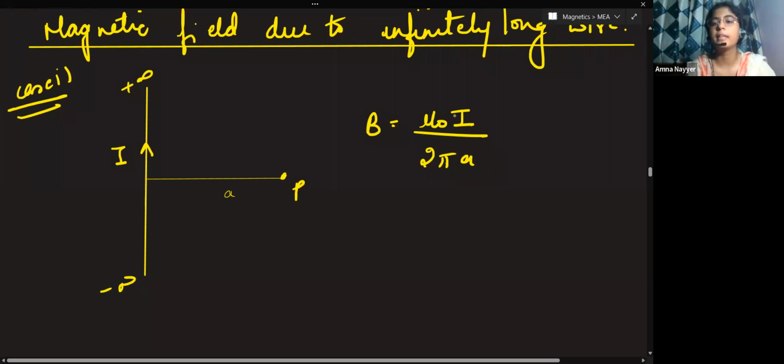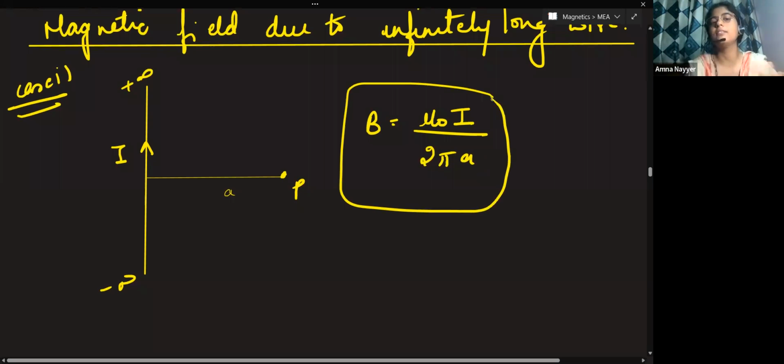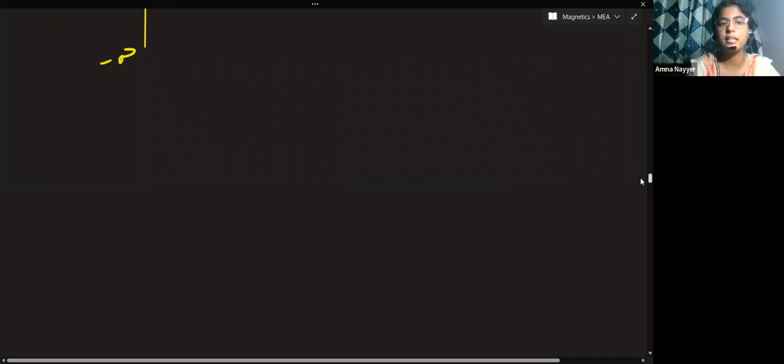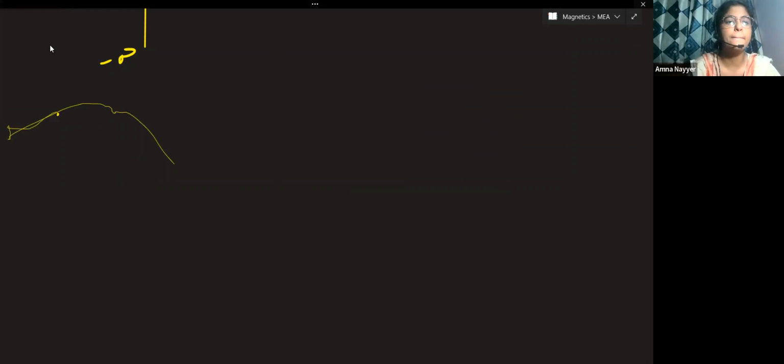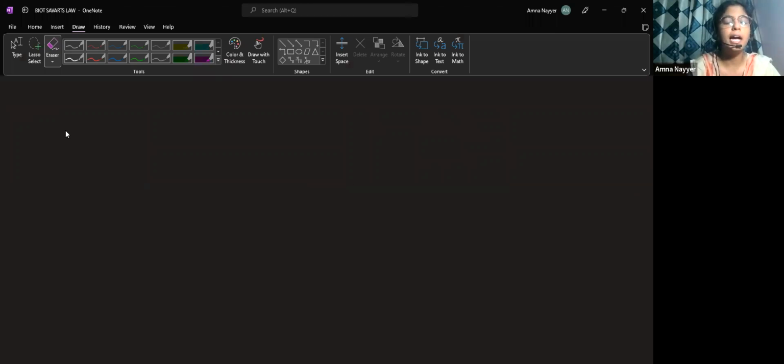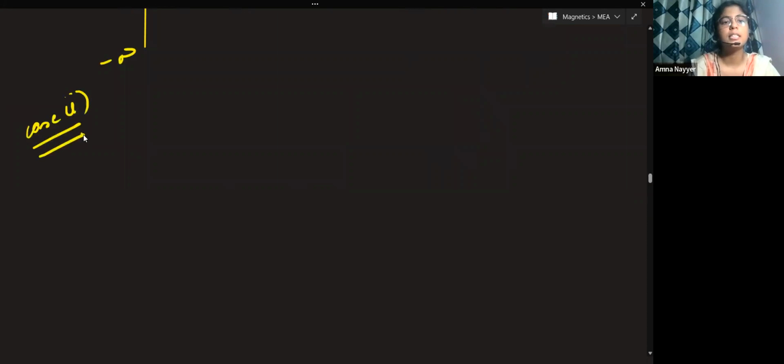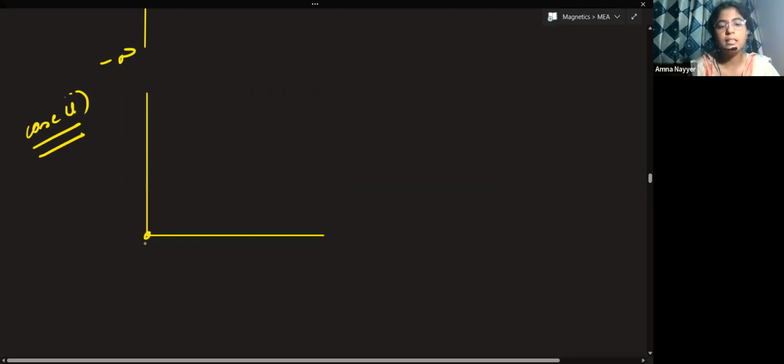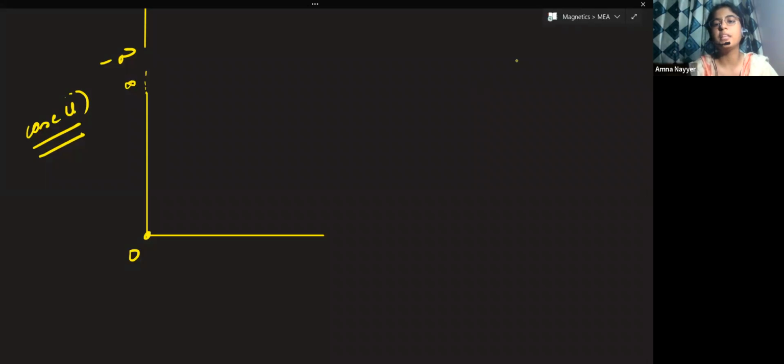Semi-infinite wire. Semi-infinite means infinity at one end and finite at the other end. Case 2 says this is infinite at one end. Means this end is fixed. Let's say point O is fixed. At the other point, it is leading to infinity. So one point is fixed, finite, the other is infinite. We call it a semi-infinite wire.